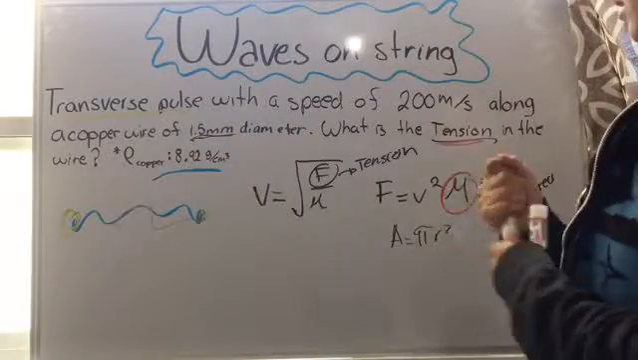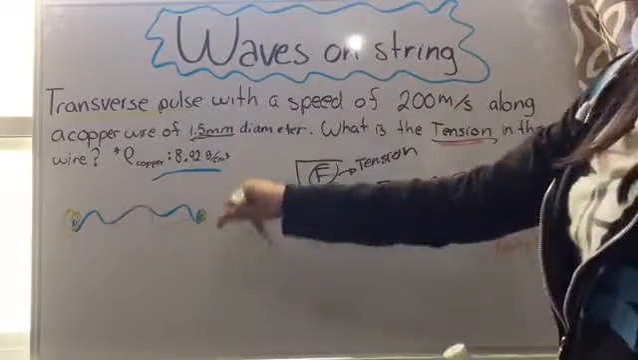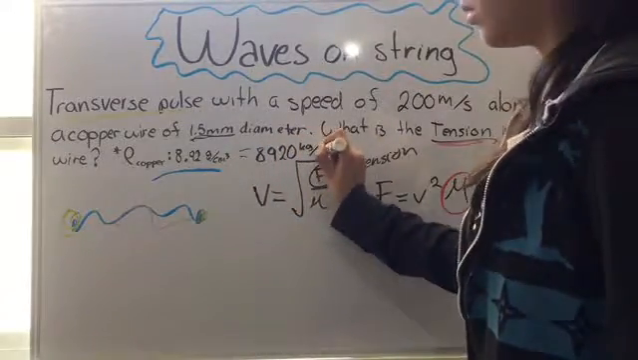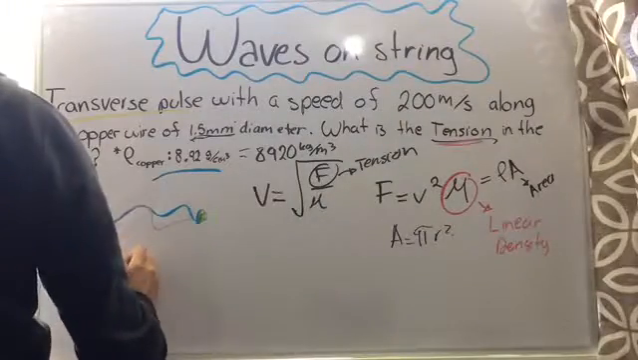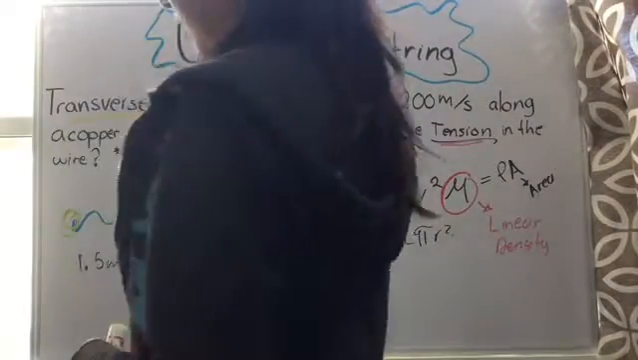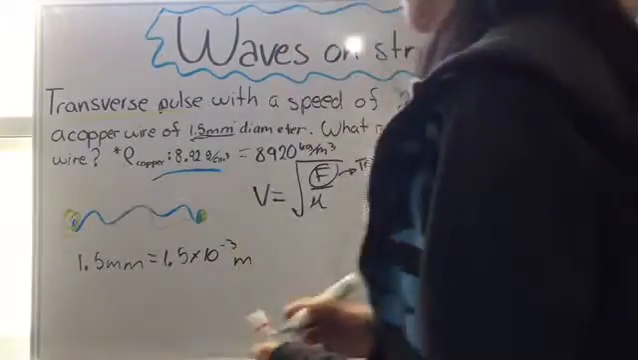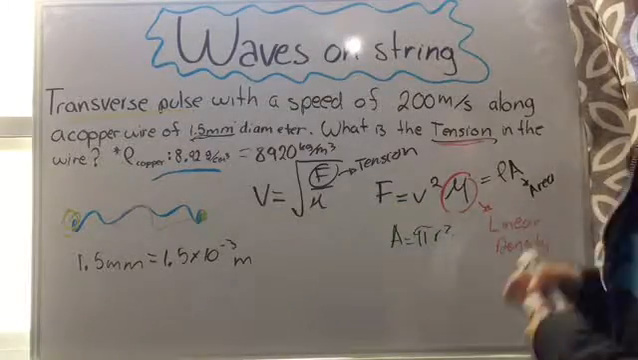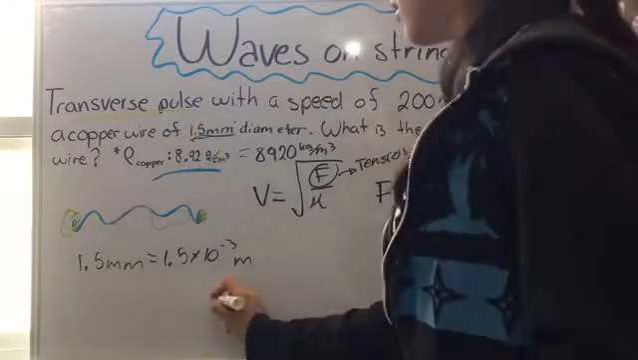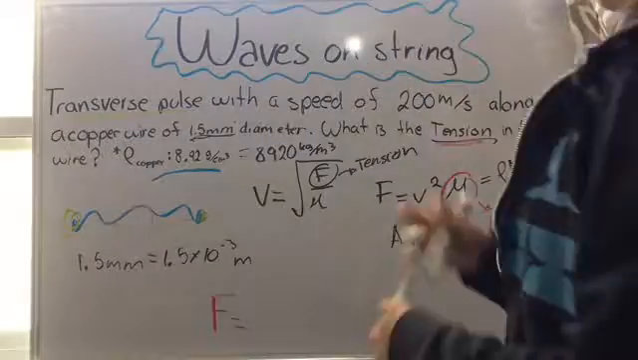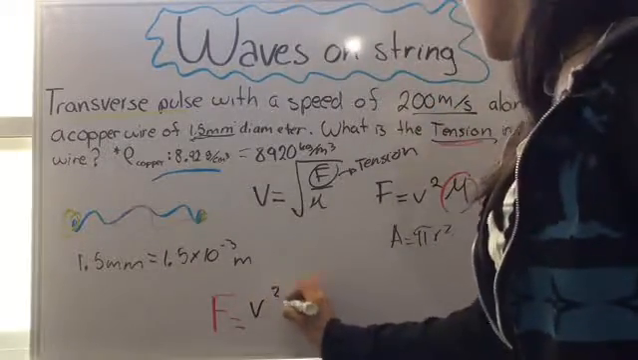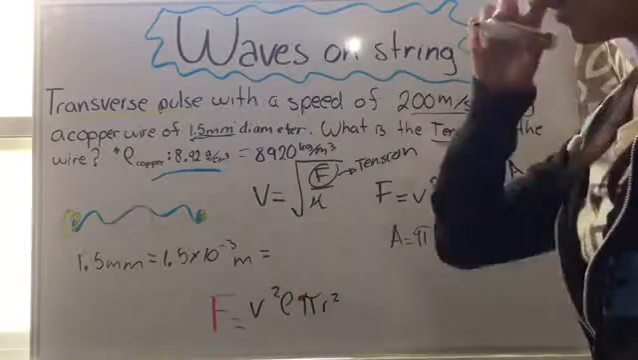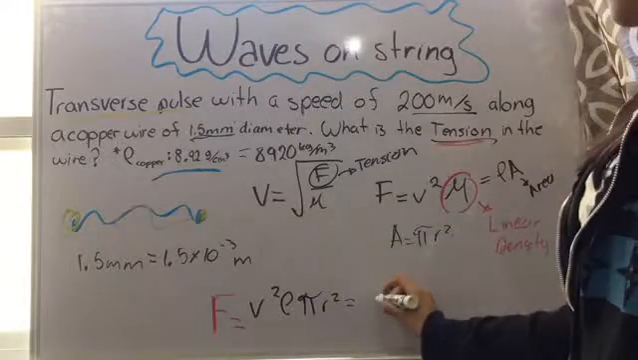So they are already giving us the diameter, but in millimeters, so we have to convert that into meters. As well the density, because it's grams per centimeter cubed, we have to convert that into kilograms per meter cubed. Now that we already have all the values, we only have to substitute them in our equation. And our equation is the velocity squared times the density times the radius squared. So we only have to substitute those values in here.